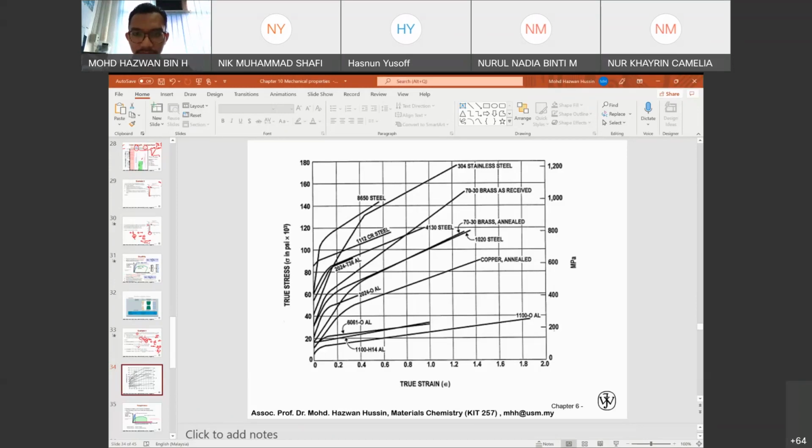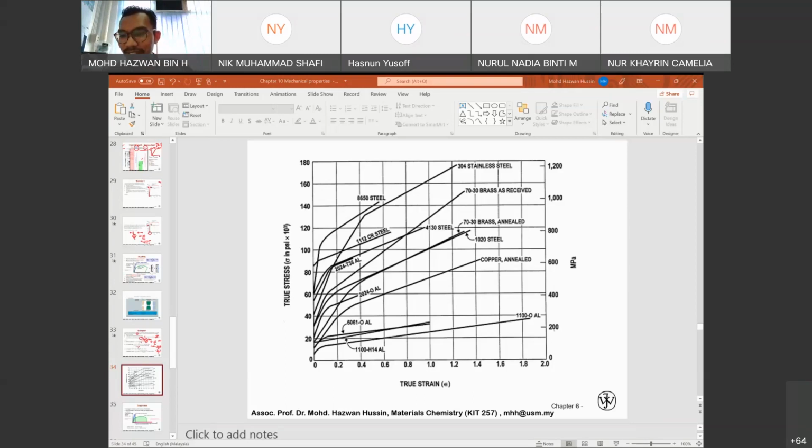Stainless steel. Which stainless steel? Dia ada stainless steel yang lain juga ni. The higher one. Oh, 304. Okay. All right. Fair enough. Thank you, Nadia. Maybe another one, another person.